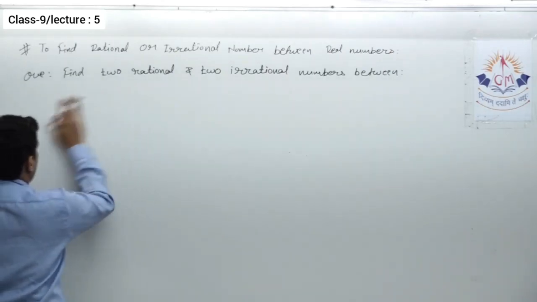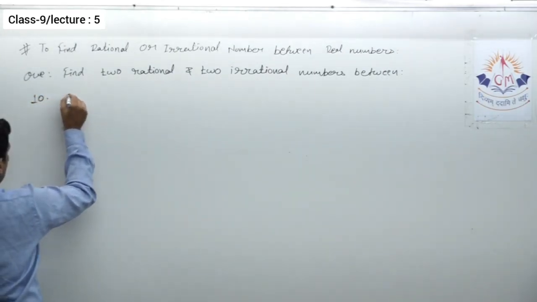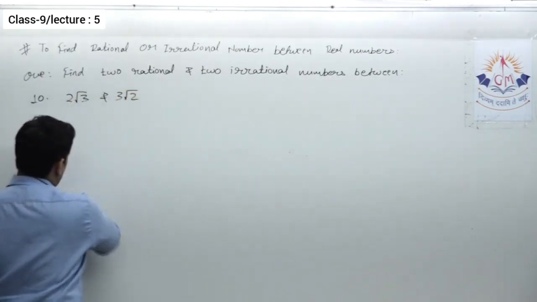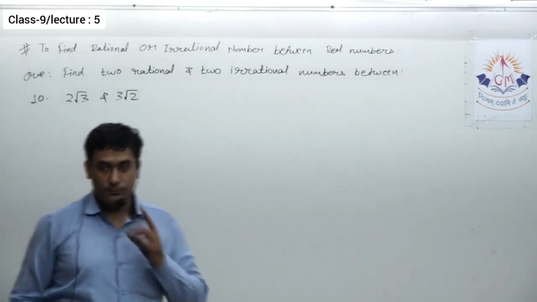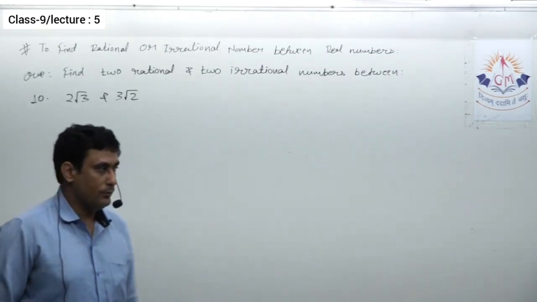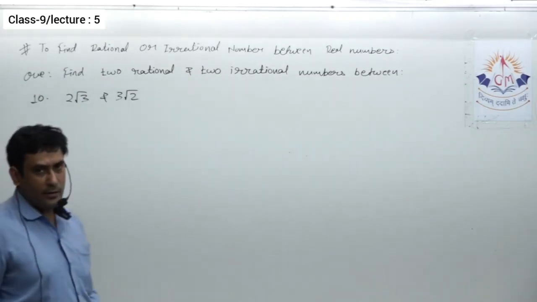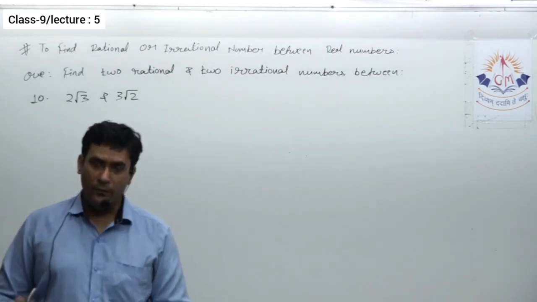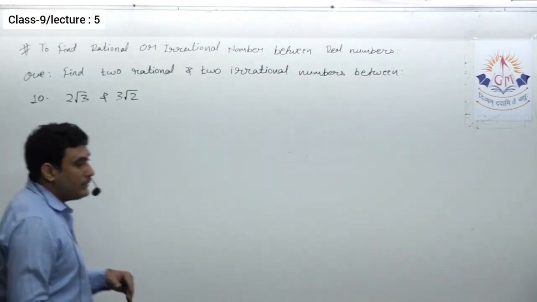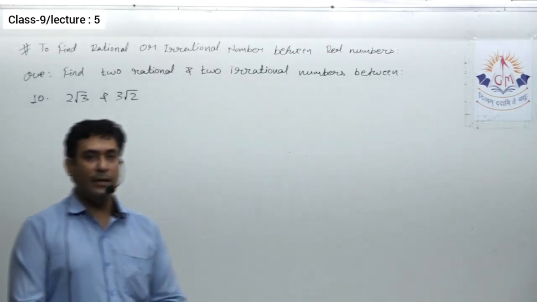Okay, now next is 2 root 3 and 3 root 2. So how to find the rational numbers and irrational numbers between these two, 2 root 3 and 3 root 2? As we discussed both the methods, I found that the method by which we convert the given numbers into decimals is comparatively easy.